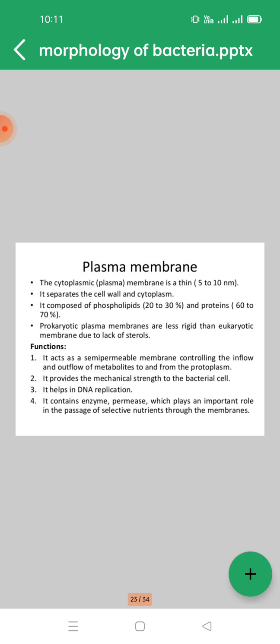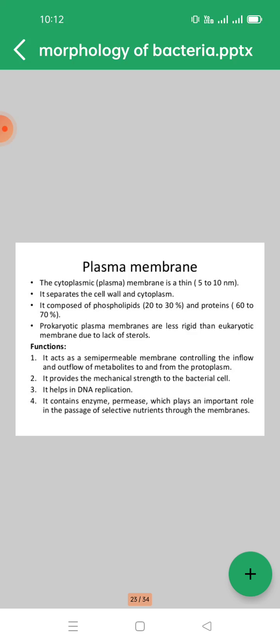Next is plasma membrane. Plasma membrane is nothing but the cytoplasmic membrane. It is 5 to 10 nanometer in size. It separates the cell wall and cytoplasm. So the plasma membrane is the only structure that separates the cell wall and cytoplasm. The plasma membrane contains phospholipids and protein as material. In eukaryotic cells sterols are present, but in prokaryotic cell the plasma membrane lacks them and is rigid in nature.